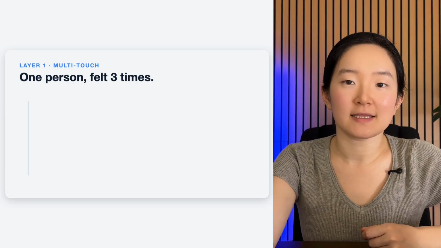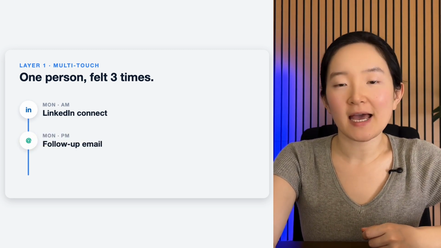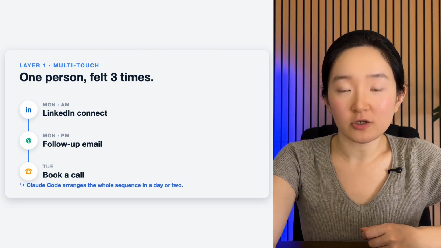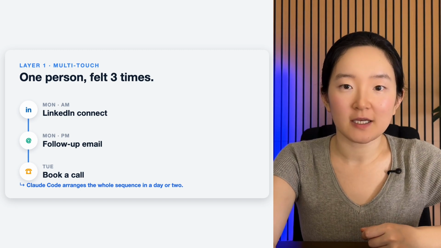For example, you send the LinkedIn connection message in the morning, then in the afternoon you send them an email. They already have some kind of impression that this person has reached out. And if you want to add an extra layer, you can even have a call the next day. And with LinkedIn Claude MCP, you can arrange all of them in one day or two.